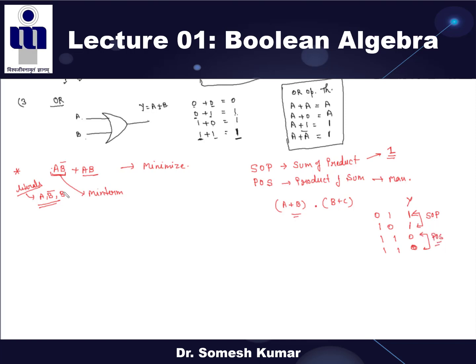So the terms which are used in the SOP forms are called the min terms. So here there are two min terms, AB bar and AB, right? These are two min terms, or min terms are basically the number of product terms involved in the SOP form, right? Clear? Now, how can you minimize this function AB bar plus AB?